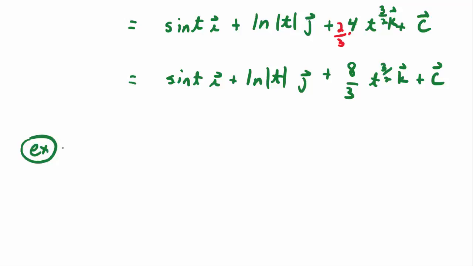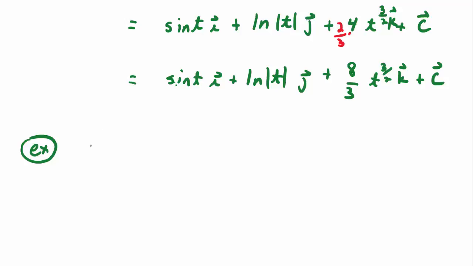C is a vector, yeah. Because each one of these components, you could add a constant to. So you could individually add a constant here, here, and here, but they'd be different ones, right? C1, C2, C3. Or you could just add a vector, C1, C2, C3. And that's what I chose to do. Okay.